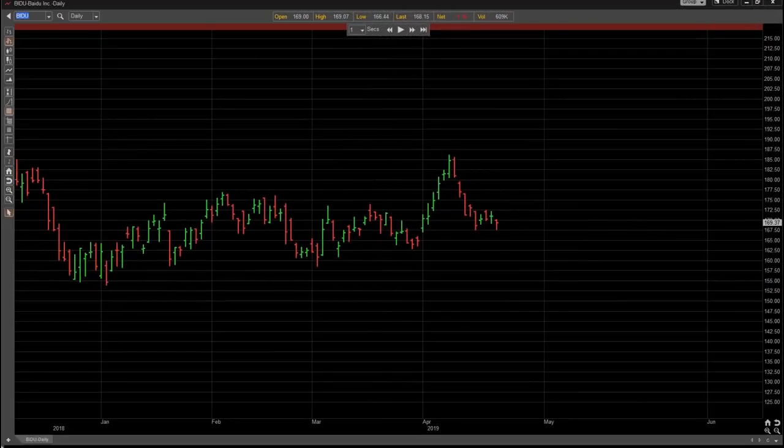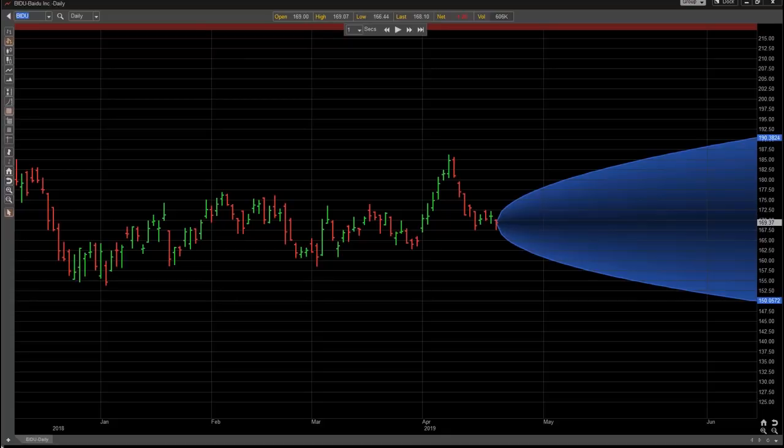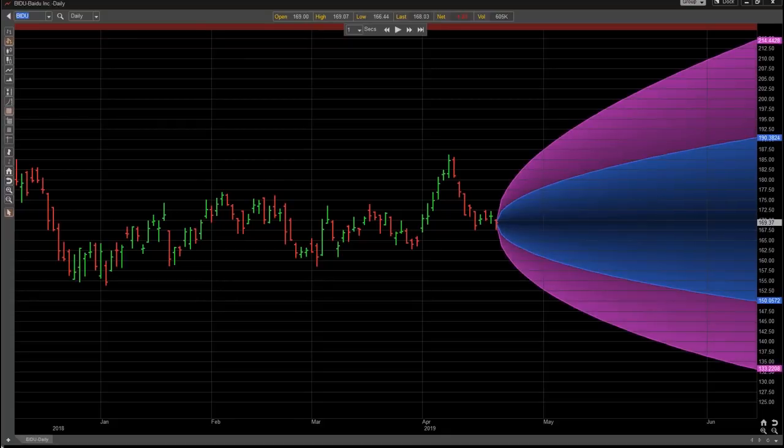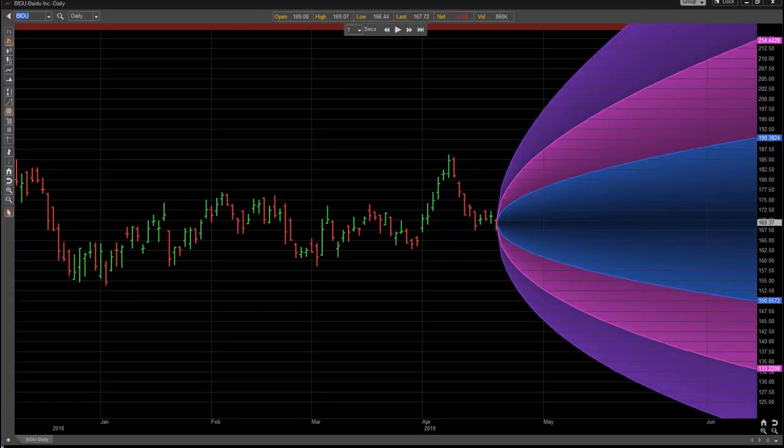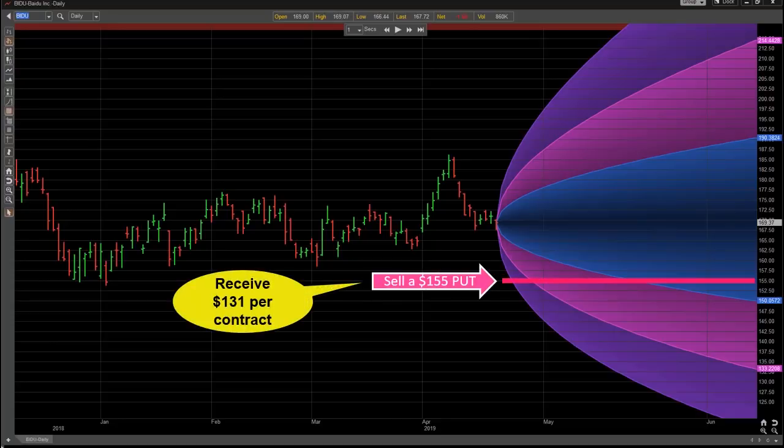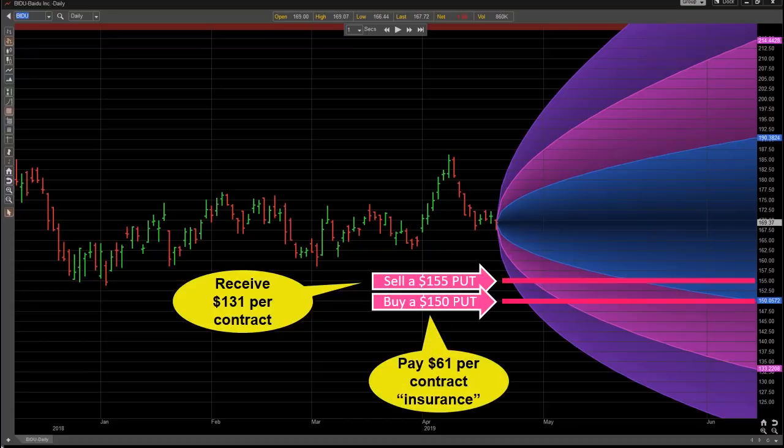As we said before, a stock at any point in time can either go up, go down, or sideways. Based on probability, it's more likely to be in this area. It's a little less likely to be out here, and even less likely to be out here. So let's build a trade. You could sell this put down here and receive $131 per contract. Notice it's a low probability strike. At the same time, you would buy this put as insurance and spend $61 per contract.